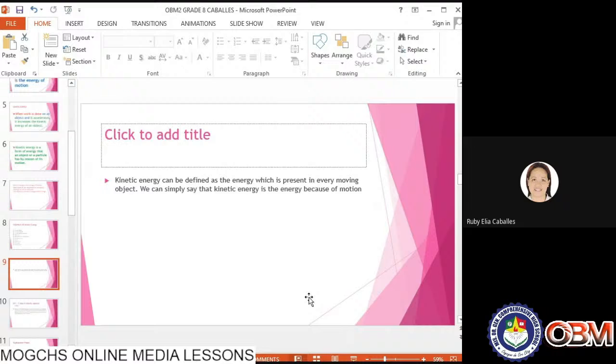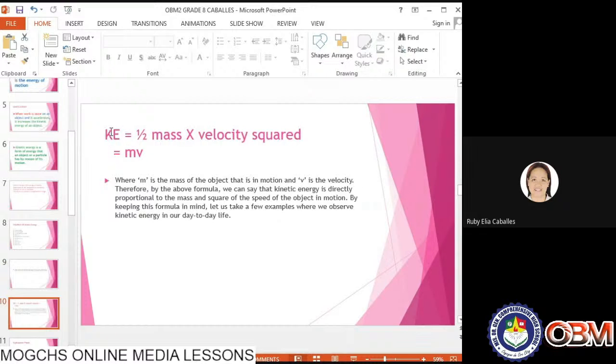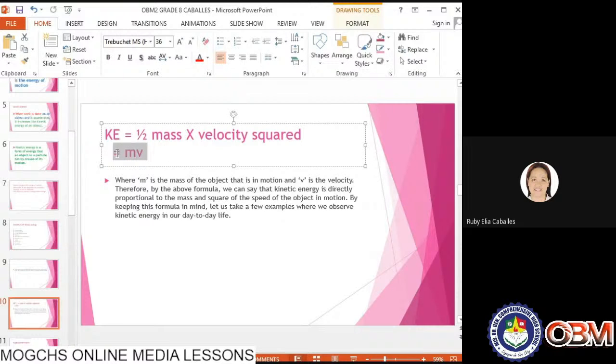Then we have, kinetic energy can be defined as the energy which is present in every moving object. And we can simply say that kinetic energy is the energy because of motion. So we have here the formula of kinetic energy: one half mass times velocity squared. You square the velocity.